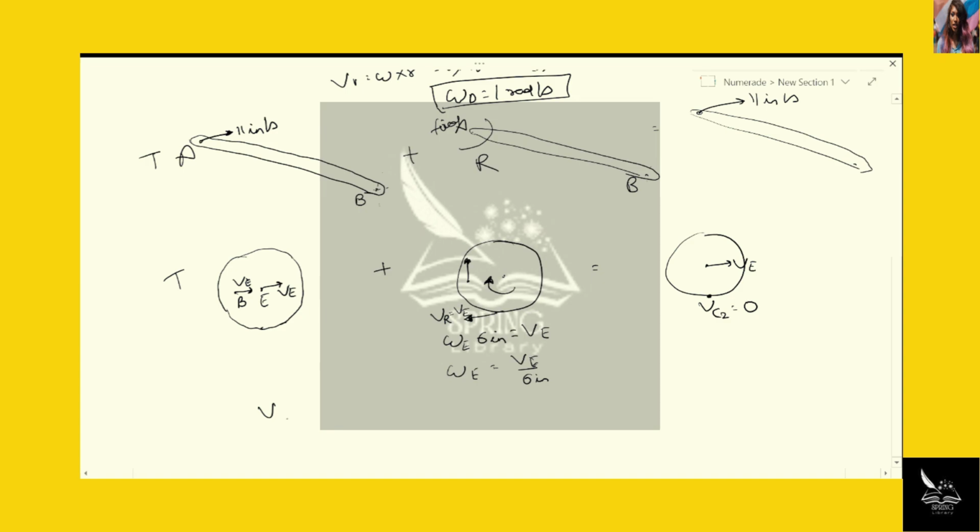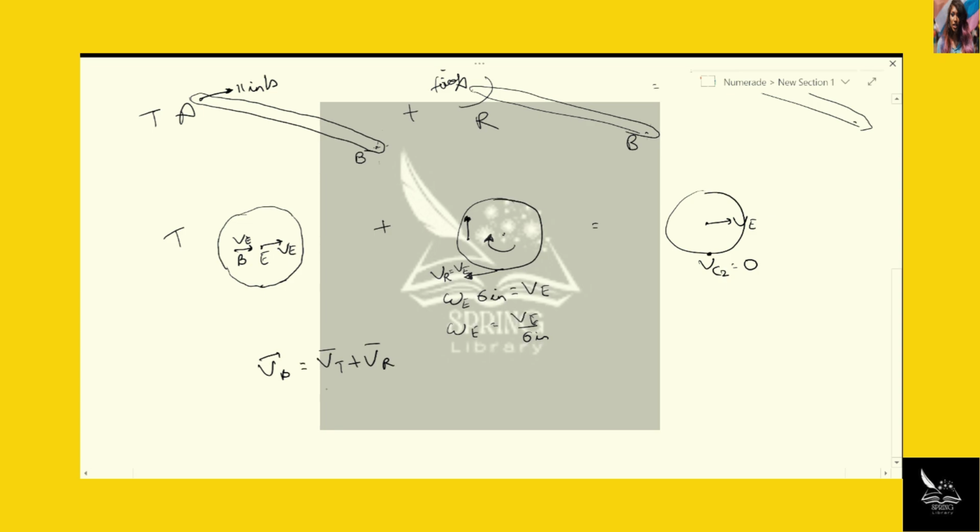What is the velocity of point B? The vector velocity is going to be the sum of translational plus rotational velocities. Translational velocity is just going to be VE i, plus rotational velocity, which is VE over 6 inches times 4 inches, because it is omega E cross R, and this R is 4 inches. This is in direction j. So we can simplify this, this will be 2 over 3. Okay, so now we know the velocity at point B.